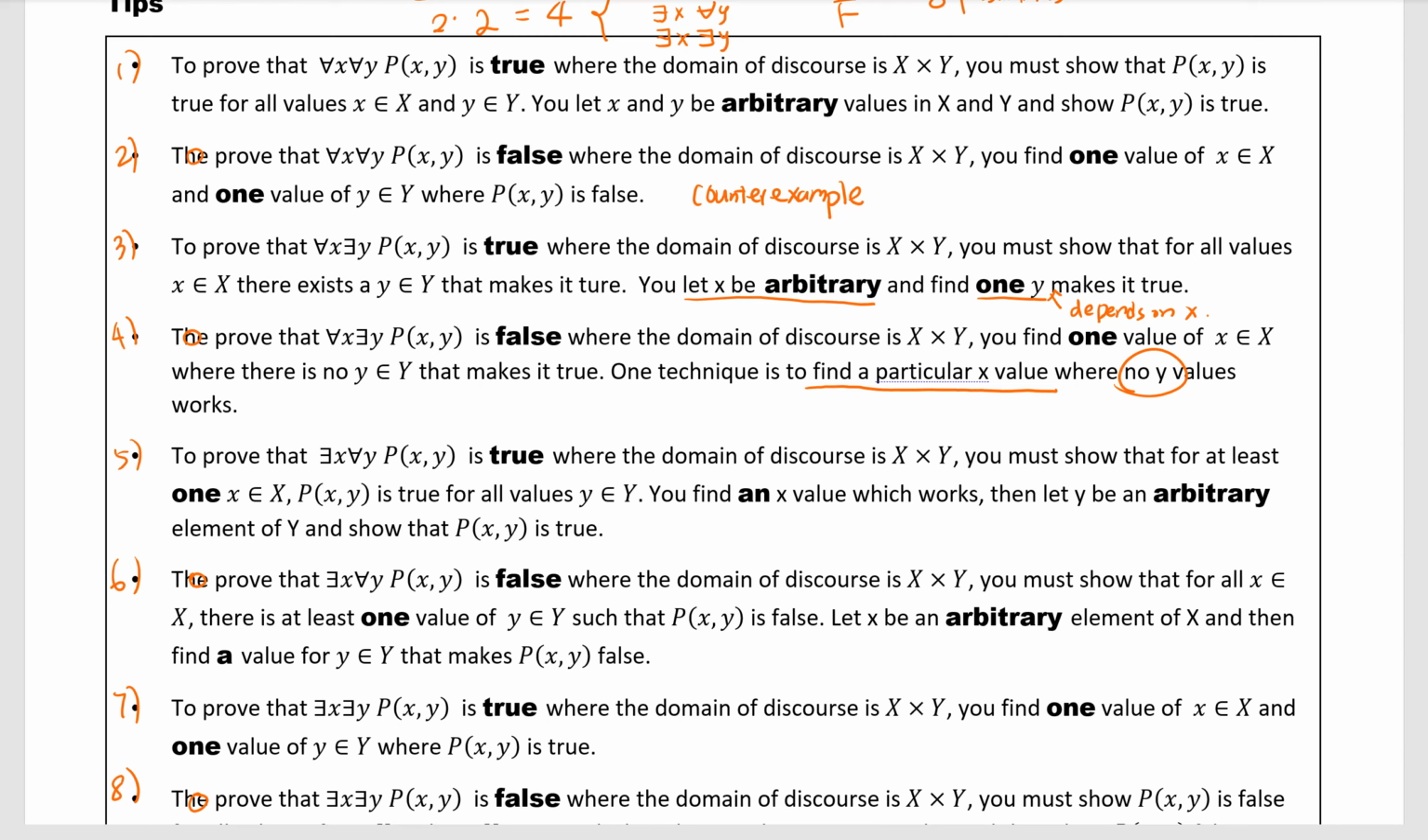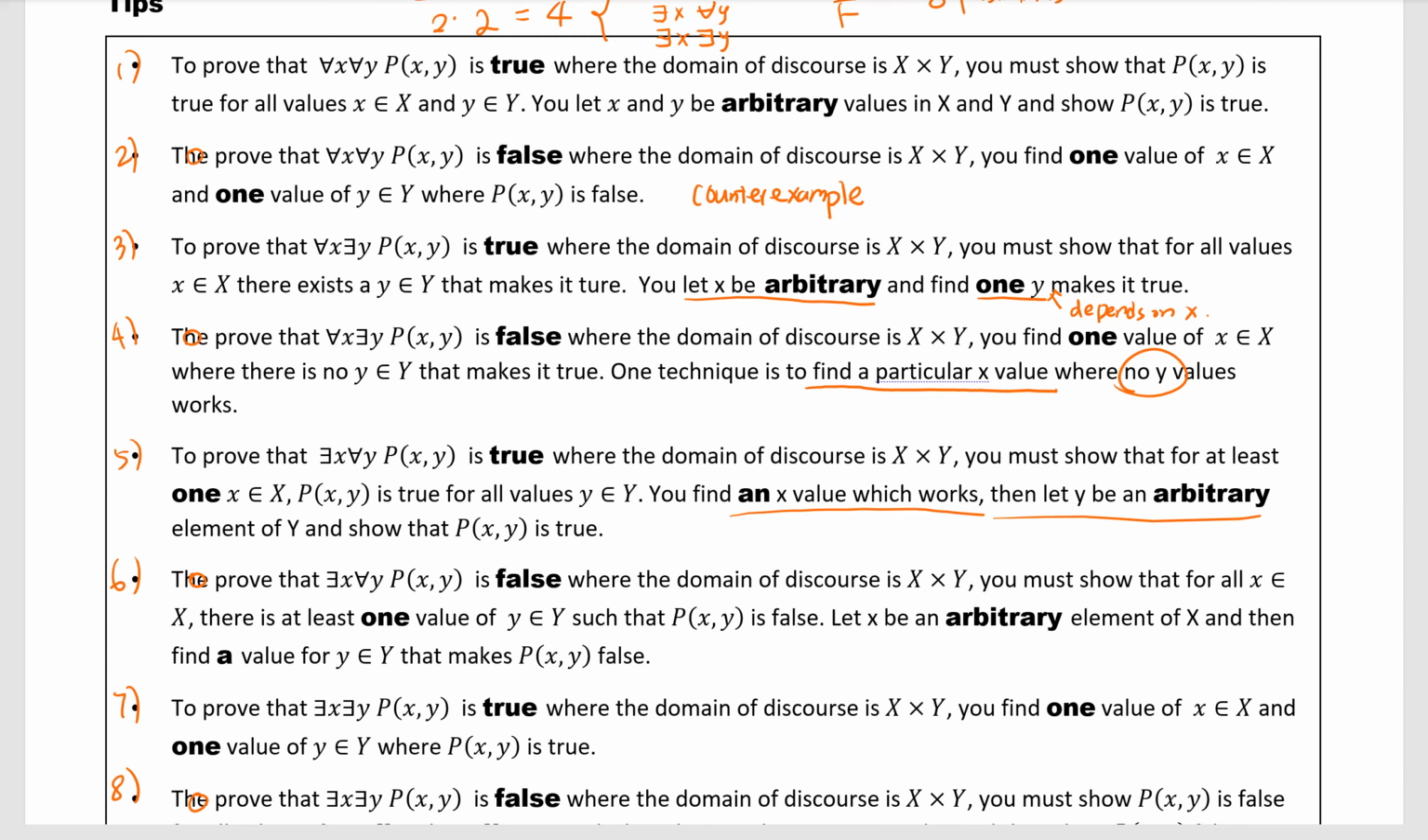Okay, next, to prove there exists x for all y, p of xy is true, you must show that there's at least one x. So you want to find the value of x such that p of xy is true for all values of y. So you want to find an x value that works for all values. So y is an arbitrary element, and you want to find one x value and it works for all y.